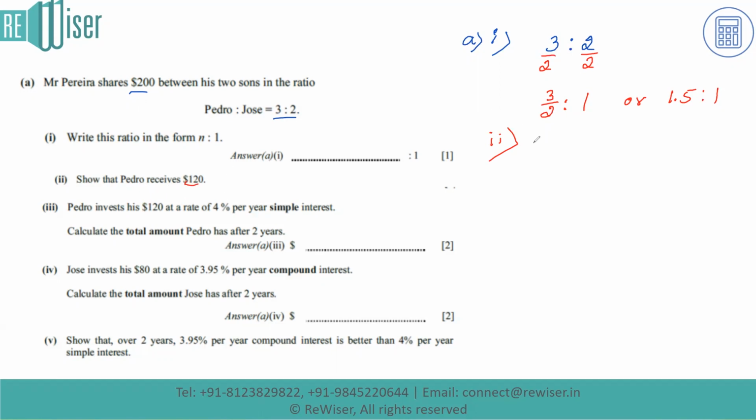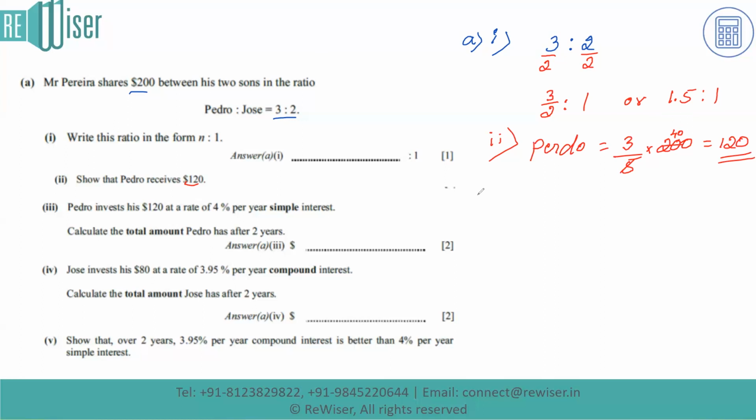Now, if I talk about the share for Pedro, so that's going to be his ratio. The ratio for Pedro is 3 divided by the total ratio 5. So that means 3/5 part of the total money will be shared with Pedro. So that's how the ratios will be split. So it has to be 3/5 times 200. And when we simplify this, 5 ones are 5, 5 fours are 40, so this is going to be 120. And this is what we're supposed to show.